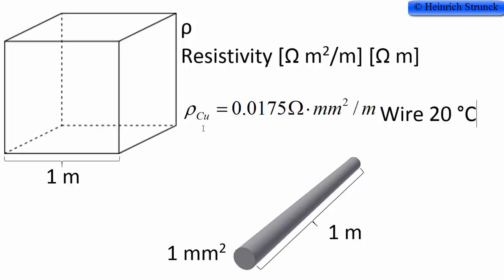And for example copper, we have the value 0.0175 ohm square millimeter per meter. We have to take into account that it's not pure copper because it's for a wire and at 20 degrees Celsius. So maybe you have seen another value for copper, and it can be because the temperature is different from 20 degrees Celsius, or that it is a value from another producer of a wire.